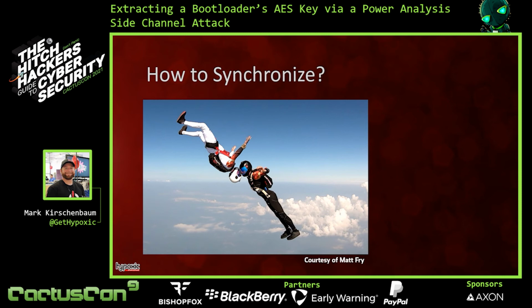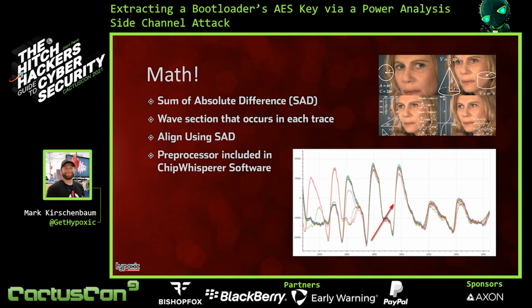Since we have an internal clock and we're oversampling, how do we make sure that all these power traces are on top of one another? Because at the end of the day, we basically need that bucket to be in the same spot for each power trace. Well, thankfully, there's a solution. Well, the solution is math. And basically, we're going to use a filter called a sum of absolute differences.